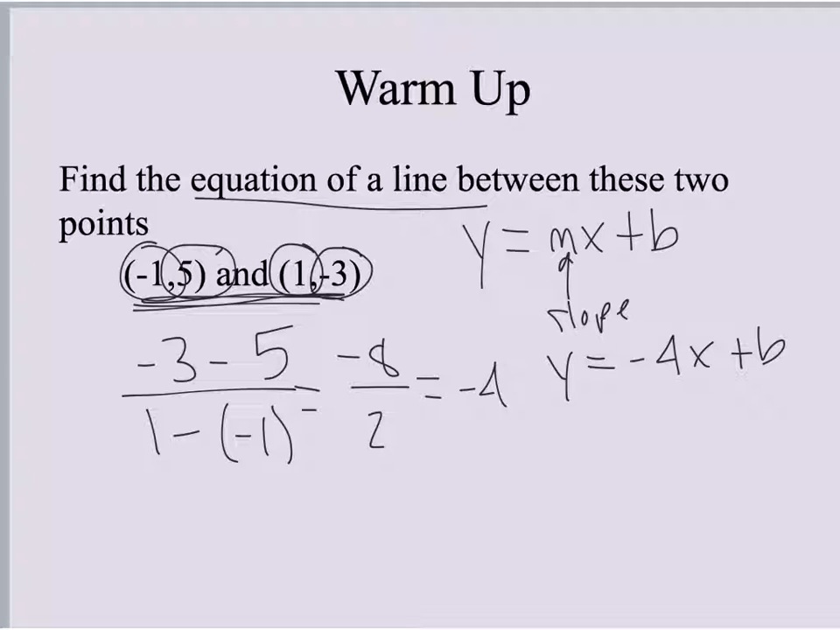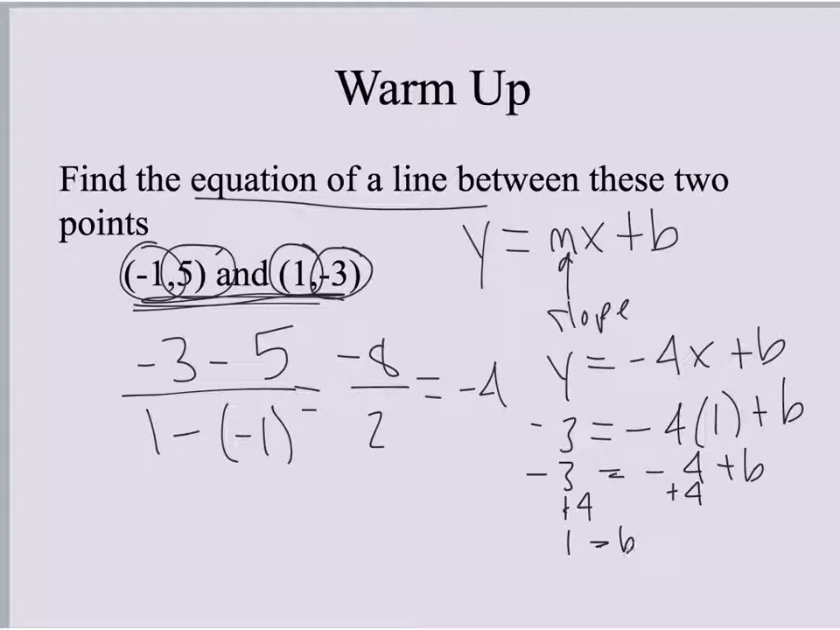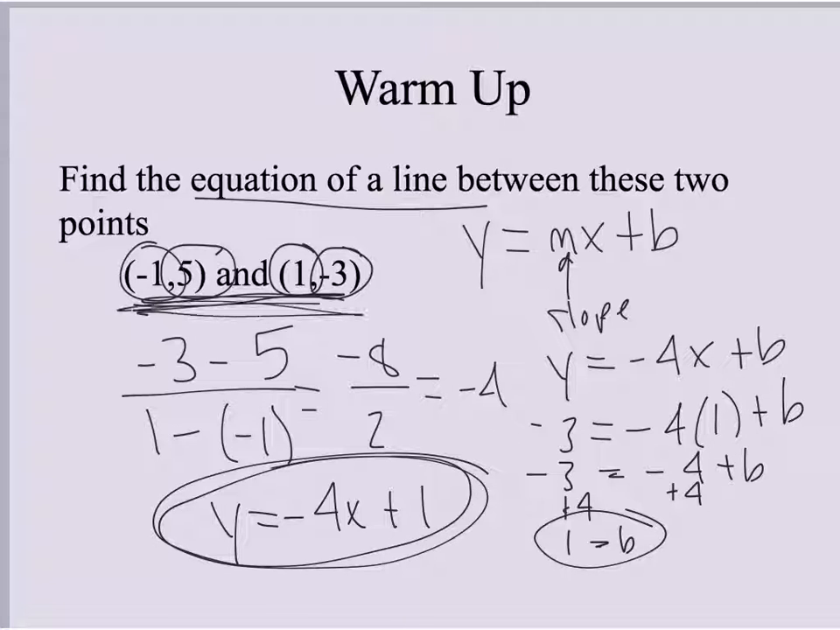Okay, so the next thing I need to do is solve for b. So what I do is I take x and y from one of my points. It doesn't matter which one I choose, either one will work. So I'm going to sub that in: -3 in for y, -4, and then 1 in for x, plus b. So I get -3 equals -4 plus b. Then just regular solving, I add 4, I get 1 equals b. All right, so I've solved for everything that I need to solve for. My final answer would be y equals -4x plus 1. Okay, that would be the line that goes through these 2 points.